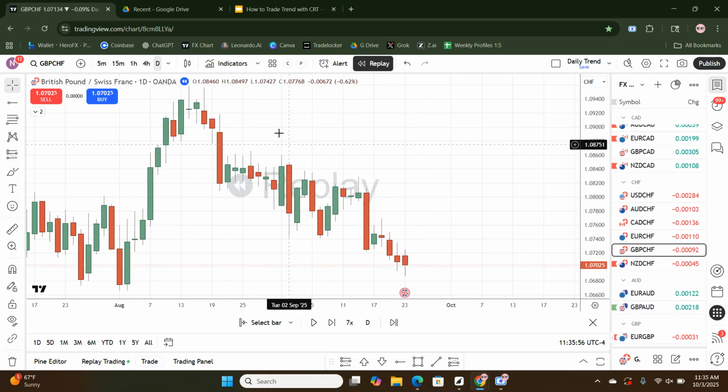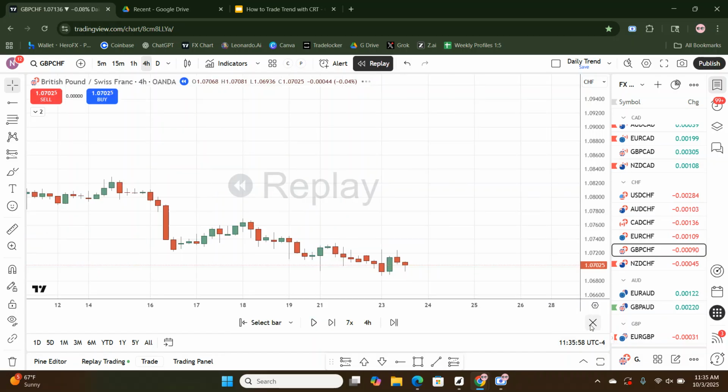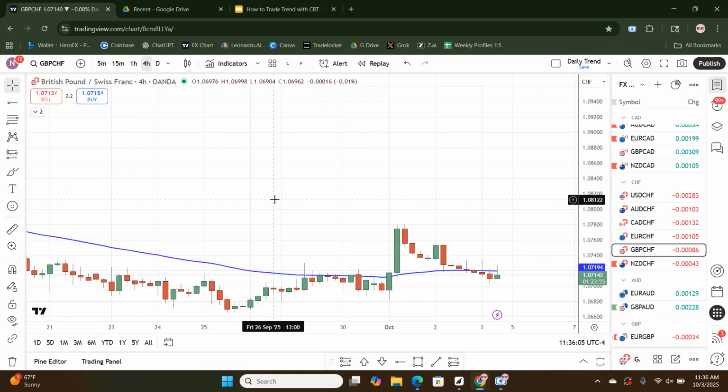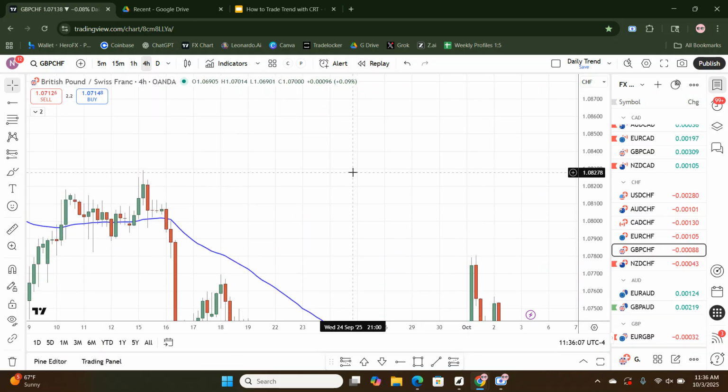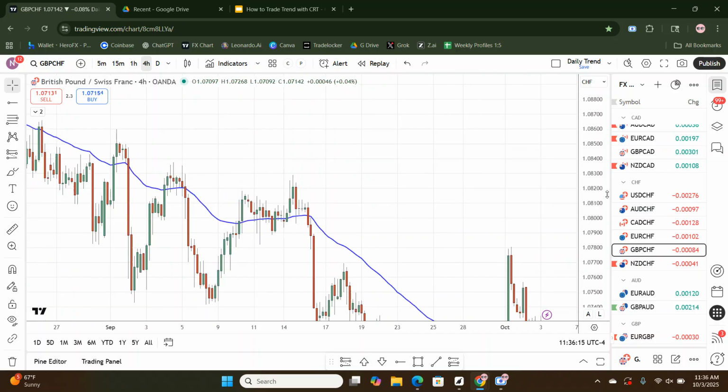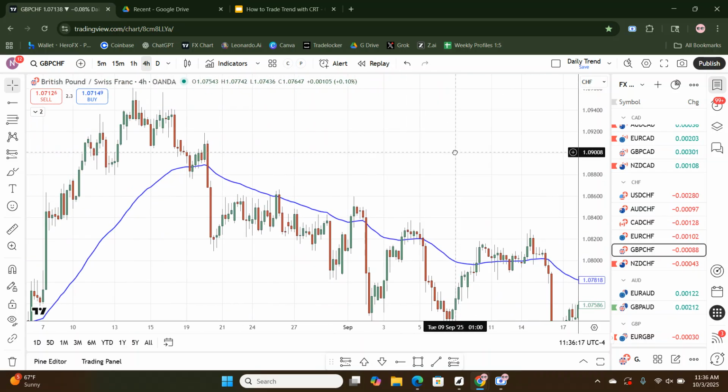Now, next I'm going to try the 4-hour chart and a 50 EMA. Bang. So there's our 50. And remember, when price is above the candle range theory, we look for longs. When price is below candle range theory, we look for short price action.